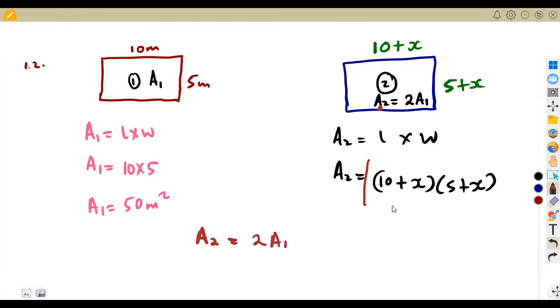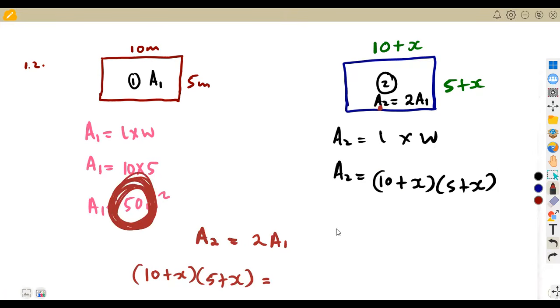So it means this is our area in terms of x for the second rectangle, which is the one that has been changed in terms of the units, which is given as 10 plus x into 5 plus x. This is the expression for the area. It must be equal to double the first one, double this our first area. So it is going to be 2 times 50. That is to double the area.